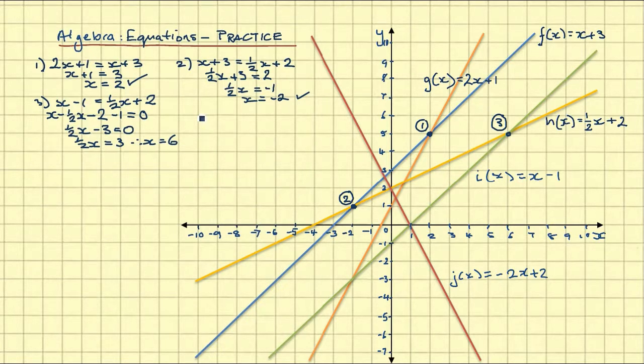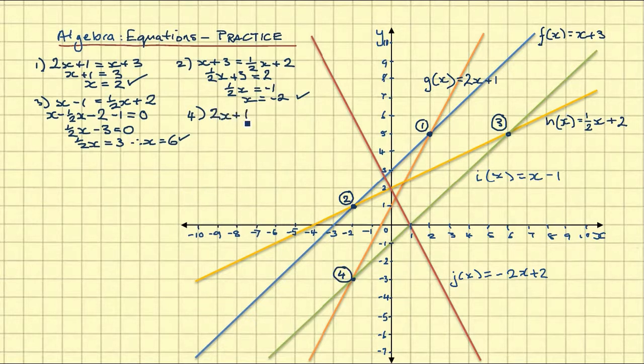Let's substitute back just to check. 6 minus 1 is 5. On the right hand side, half of 6 is 3 plus 2 is also 5, so x equals 6 must be correct. Okay, on to problem 4. And let's go down here.